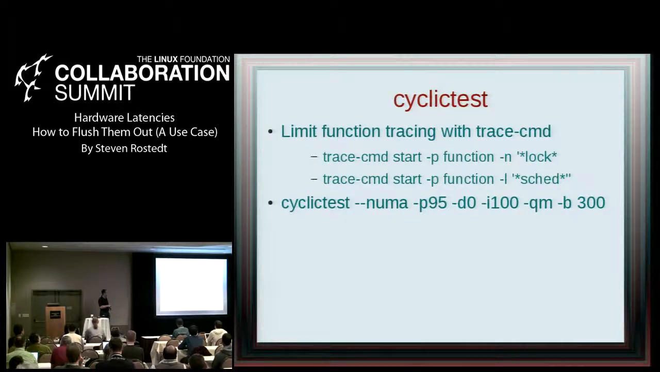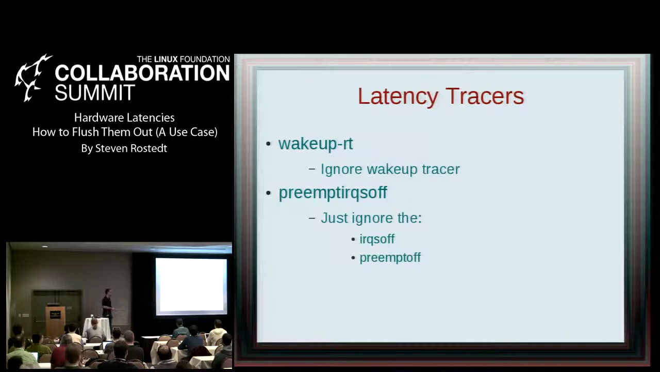So after you do this, you could run cyclic tests with your B and let the function tracer go. And cyclic test doesn't know anything about the limiting of functions. So if you limit something, it won't know it. So your overhead will actually be much smaller when you start limiting functions and then run cyclic tests with the function tracer running. And then you actually could get some more information out of it.